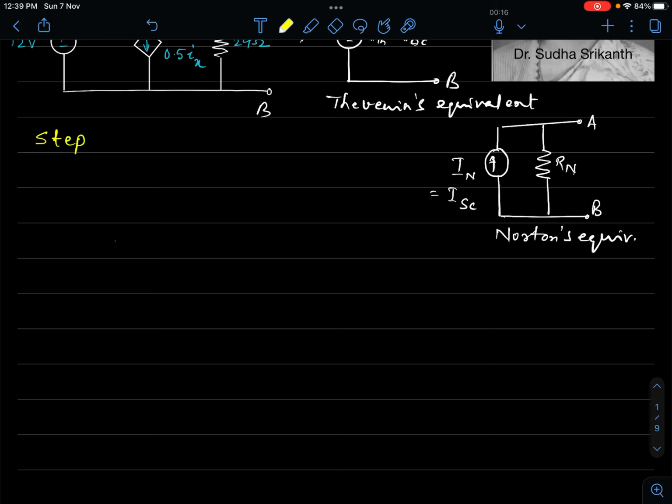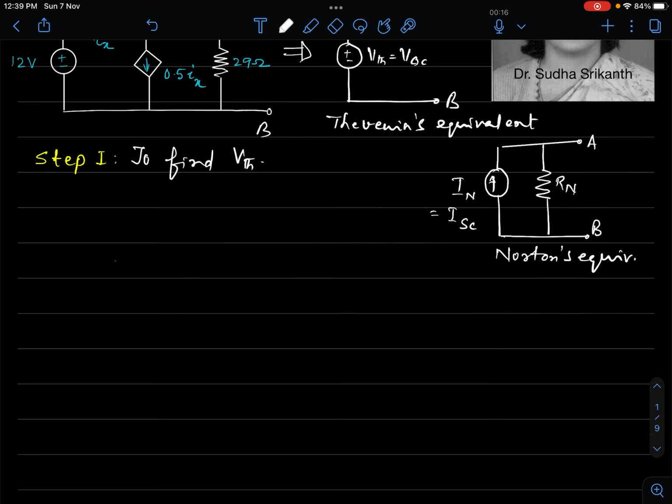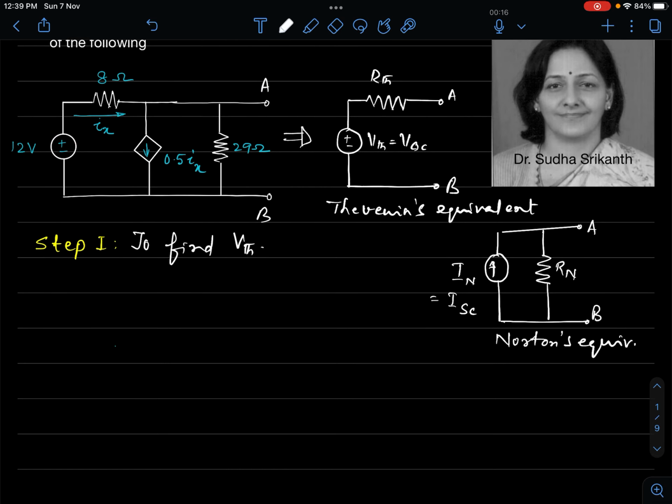Then I will write step number 1. What is the first step that is involved? The first step is to find VTH, the Thevenin's equivalent voltage. Okay, what is the Thevenin's equivalent voltage? It is the same as the open circuit voltage between the pair of terminals, right?